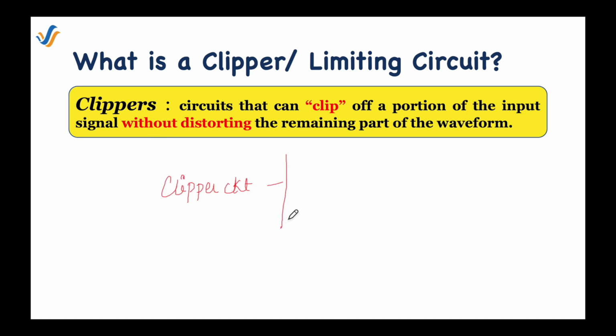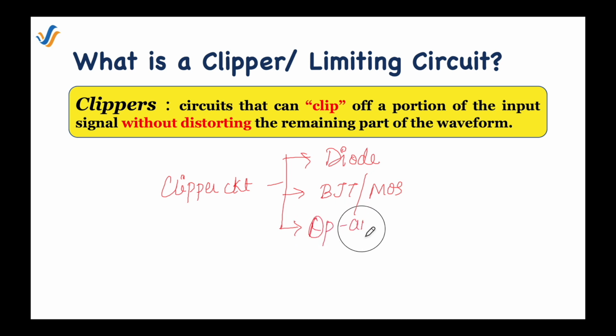Now the clipper circuit can be made up of diodes or transistors like BJT or MOSFETs, and the third type of clipper circuit is the op-amp based clippers, where the diode based clippers are the most commonly used and the simplest clipper circuits. So we will study the diode based clipper circuits, and where these diode based clippers can be used.